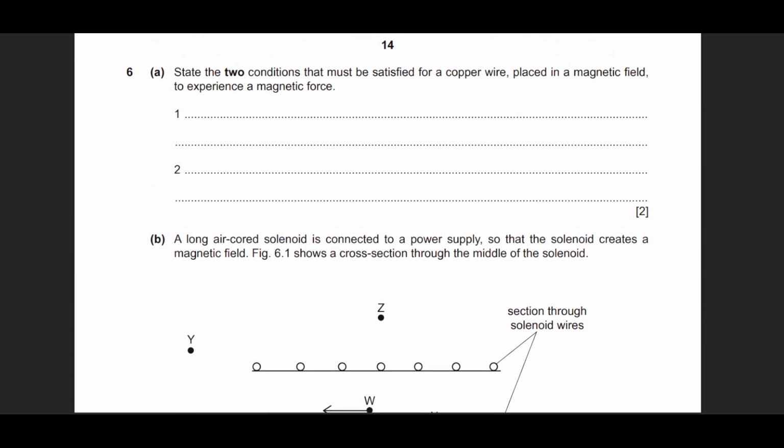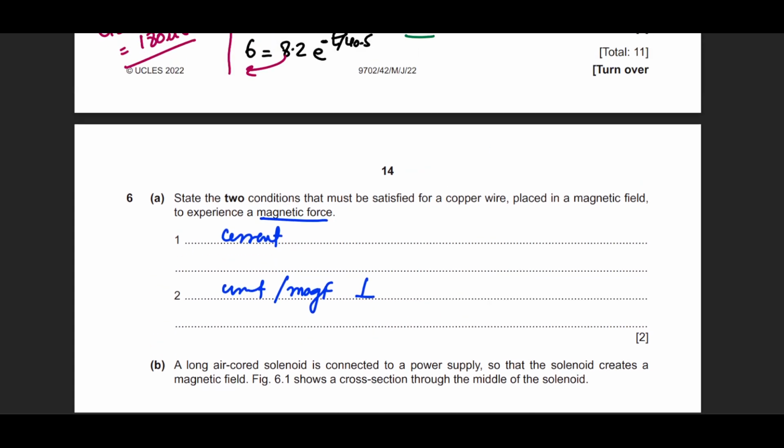Okay, question number 6. State two conditions to satisfy for a copper wire placed in a magnetic field to experience magnetic force. So there needs to be a current in the wire so that it can have its own magnetic field, and that magnetic field should be perpendicular to the external magnetic field. So how can we do that? So that the current and the magnetic field should be perpendicular to each other. This is what we experience in Fleming's left-hand rule, by the way.